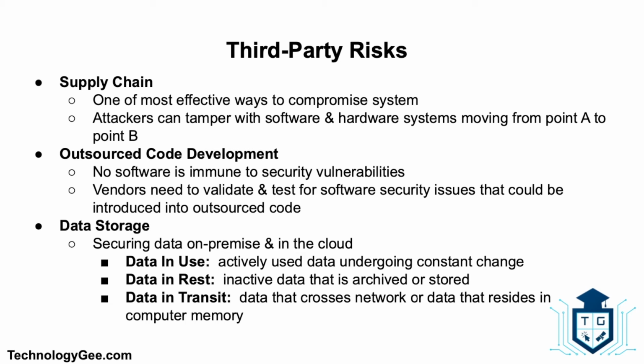And then you need to be concerned about data storage. So securing data, whether on-premise or in the cloud, is a top priority. And the three types of data that you need to be concerned about securing at all times are data in use, and this is actively used data that is undergoing constant change. You have data at rest. This is inactive data that is archived or stored. And then you have data in transit. This is data that crosses the network or data that currently resides in computer memory.